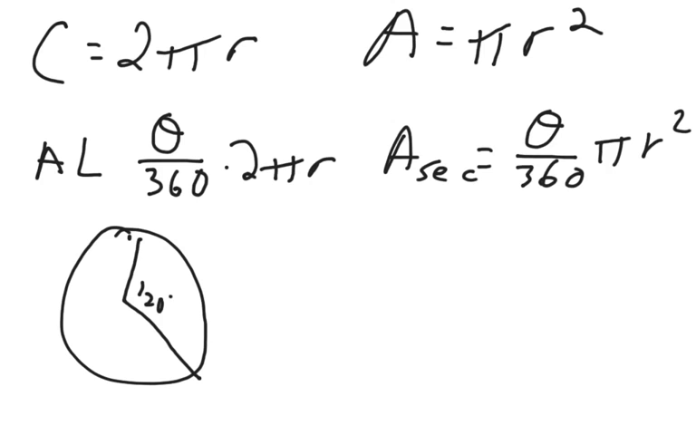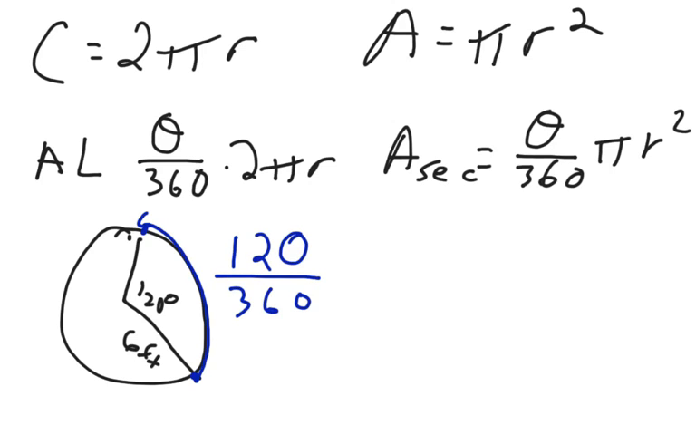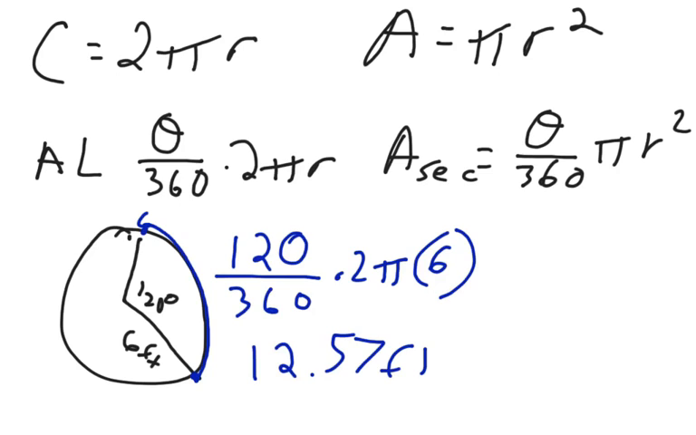So let's say that in this case we have a circle, and the central angle is 120 degrees, and the radius is 6 feet. In order to get the arc length from here down to here, I'm going to take 120 divided by 360 times 2 times pi times 6 feet. And when I multiply that all together, we get approximately 12.57 feet.